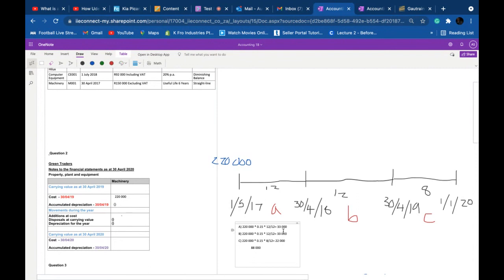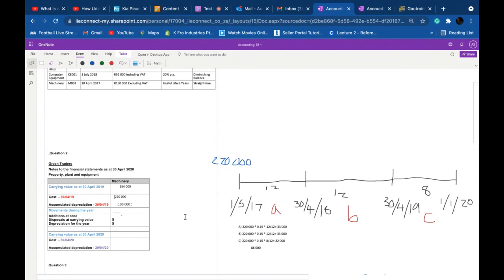Okay, accumulated depreciation up until this point here. Remember we had 33,000 in the first year, 33,000 in the second, so that is 66,000. Okay, so 66,000 minus 220, 154. So the carrying value at this point here is 154,000. Okay.